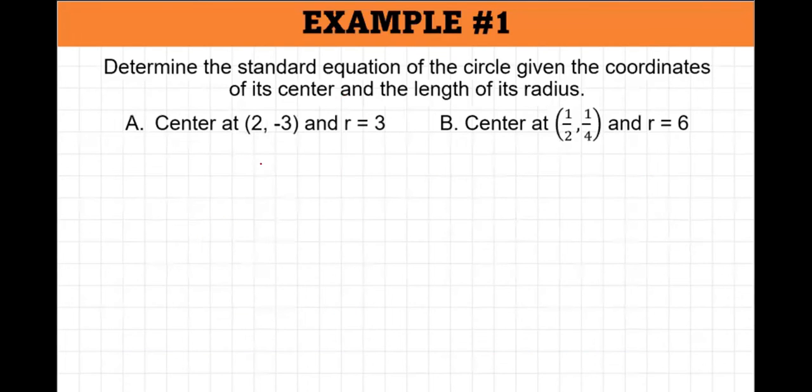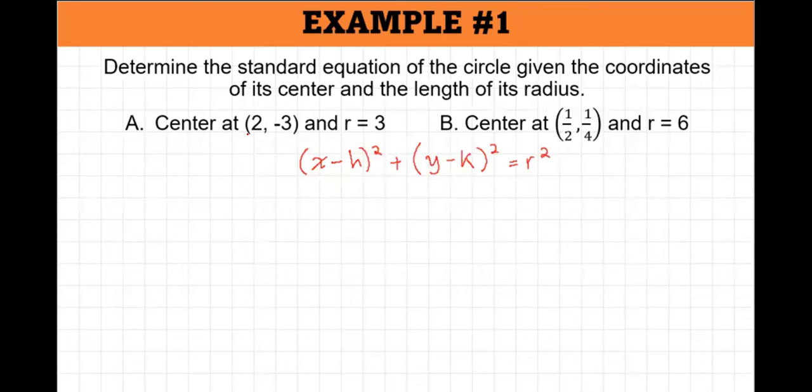So example number 1. Determine the standard equation of the circle given the coordinates of its center and the length of its radius. Meaning to say, you already have the center, you are now given the radius. So what you have to do is substitute the given center and radius to the equation. So, balikan natin. Ano ulit yung equation natin? Our default equation would be quantity x minus h squared plus y minus k quantity squared equal to r squared. Okay? And then, next niyan ay substitute lang.